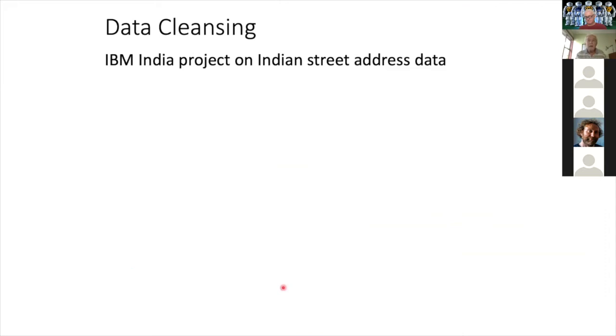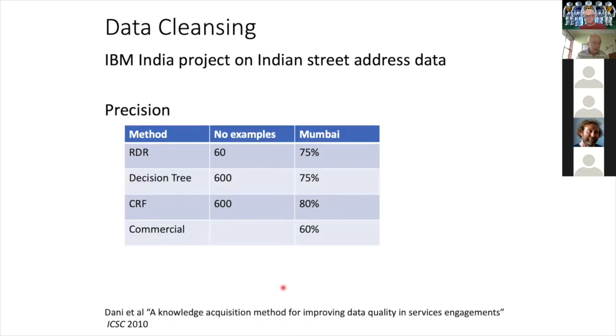Okay, another example of an RDR system. IBM had a data cleansing project on Indian street address data. Apparently Indian street address data is very inconsistent. And this project used RDR, a decision tree, and a conditional random field approach, and trained on Mumbai data and tested on Mumbai data. The methods are pretty comparable.